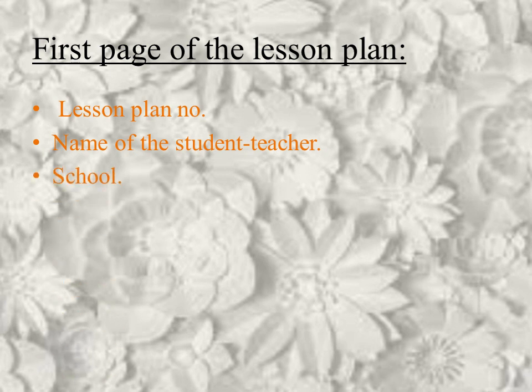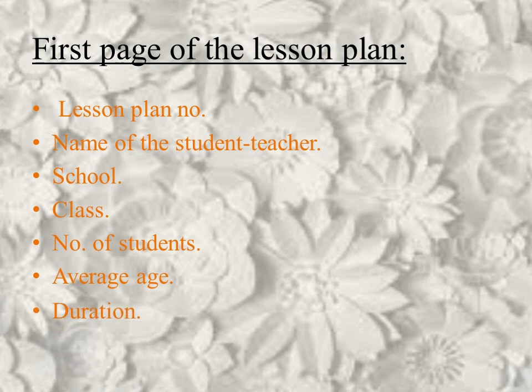School is the name of the school where you will be practicing your teaching. And then the class for which you prepare the lesson plan, number of students for that particular class. Next is average age. The age for different students in a particular class may vary, so we take the average age here. For example, a child joins the school at the age of 4. So average age for class 1 students will be 6 years. Duration is the time duration of the class period.